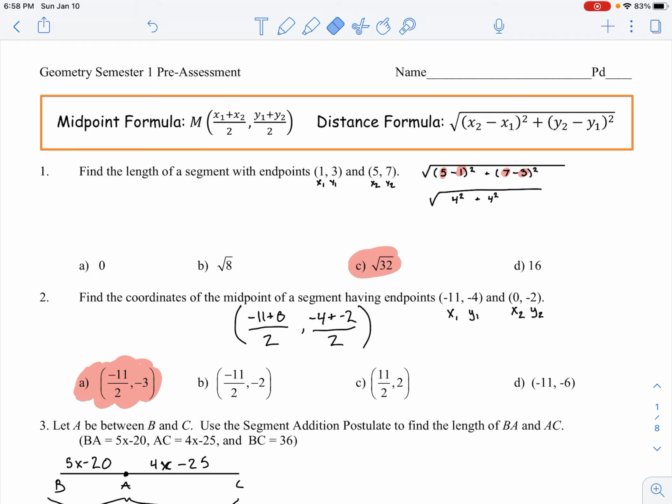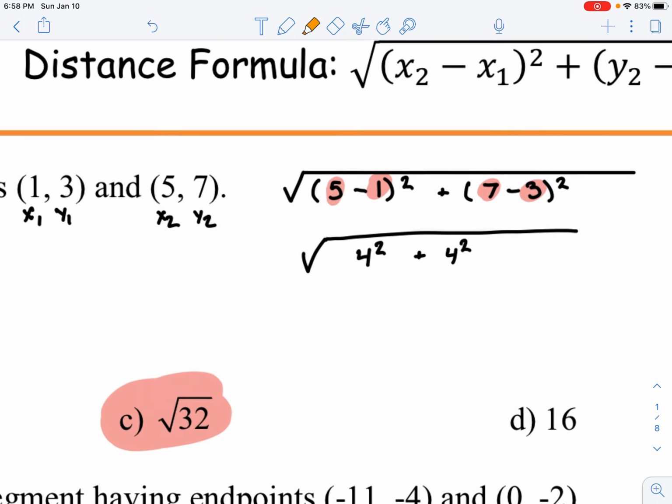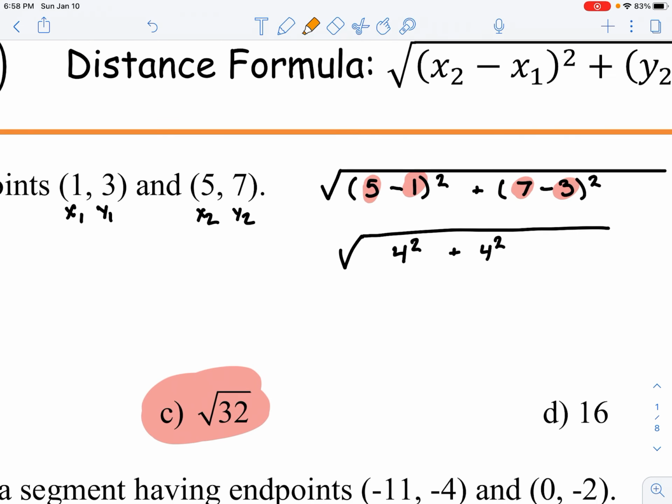For the first one, it says we're trying to find the length of a segment with these two endpoints. That means we're going to use the distance formula. So as you can see, I've got the distance formula set up. And one thing I wanted to mention was my students in the past have struggled with this problem on the semester test, and the main reason is because they do not label their points with x1, y1, and x2, y2.